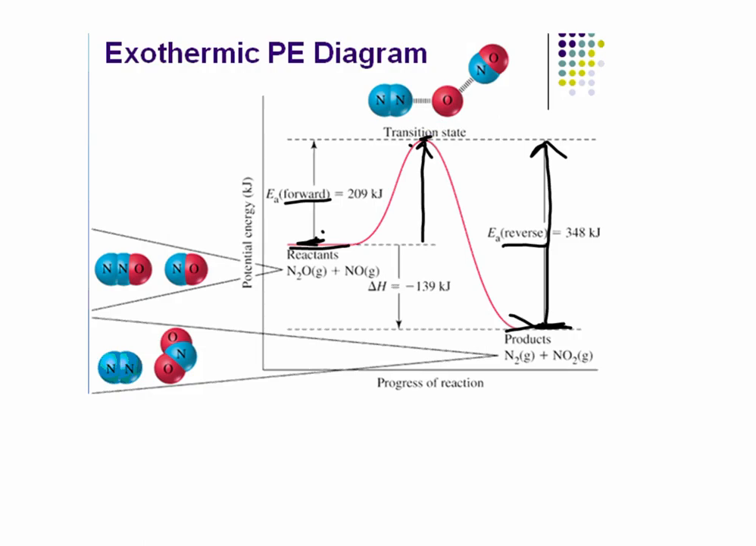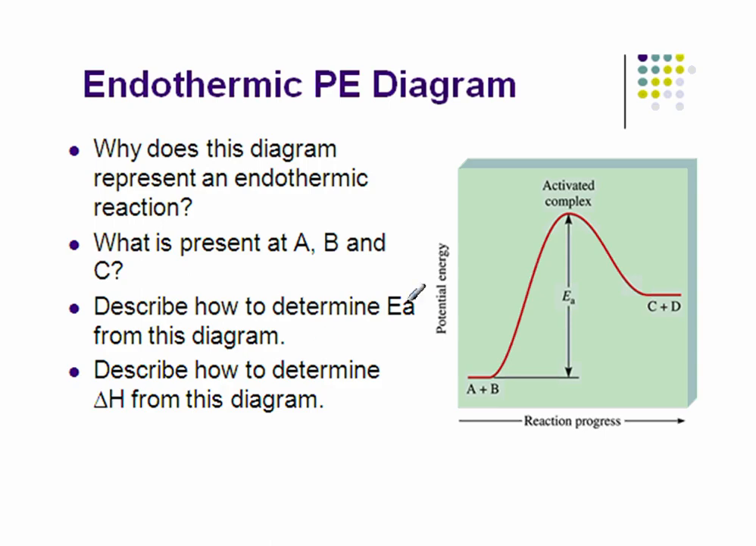An endothermic potential energy diagram, notice the products are at a higher state than the reactants. You still will have an activation energy line. In this case, the activation energy is fairly large. You can also determine the heat of reaction from the difference from the one level to the other. So we would say the delta H is here, and it's positive because over time it reaches a higher amount of energy.